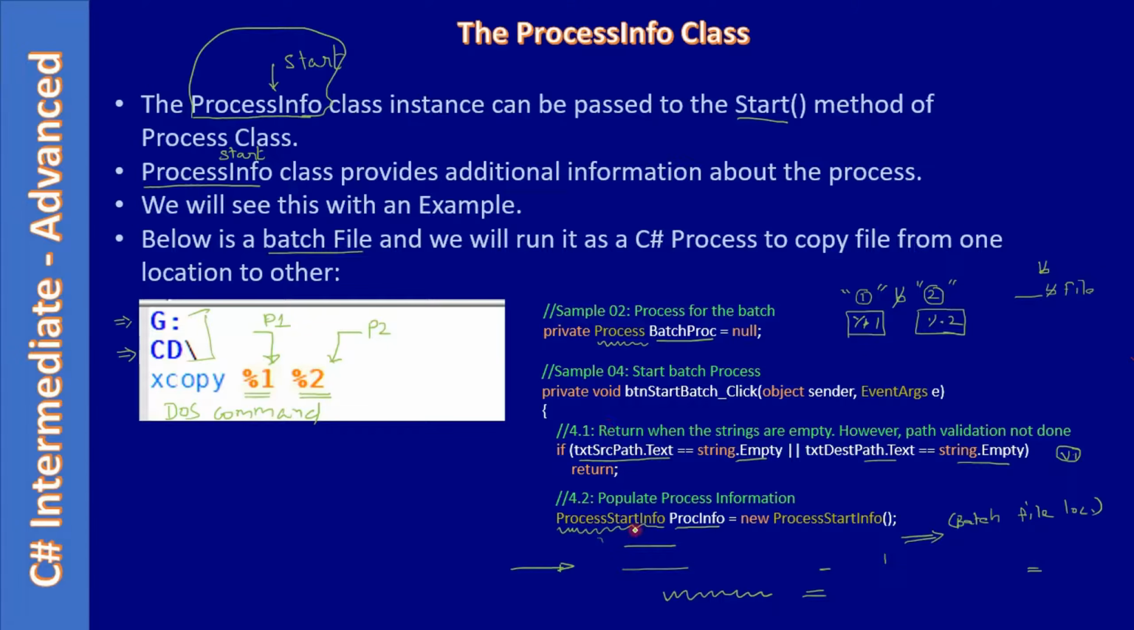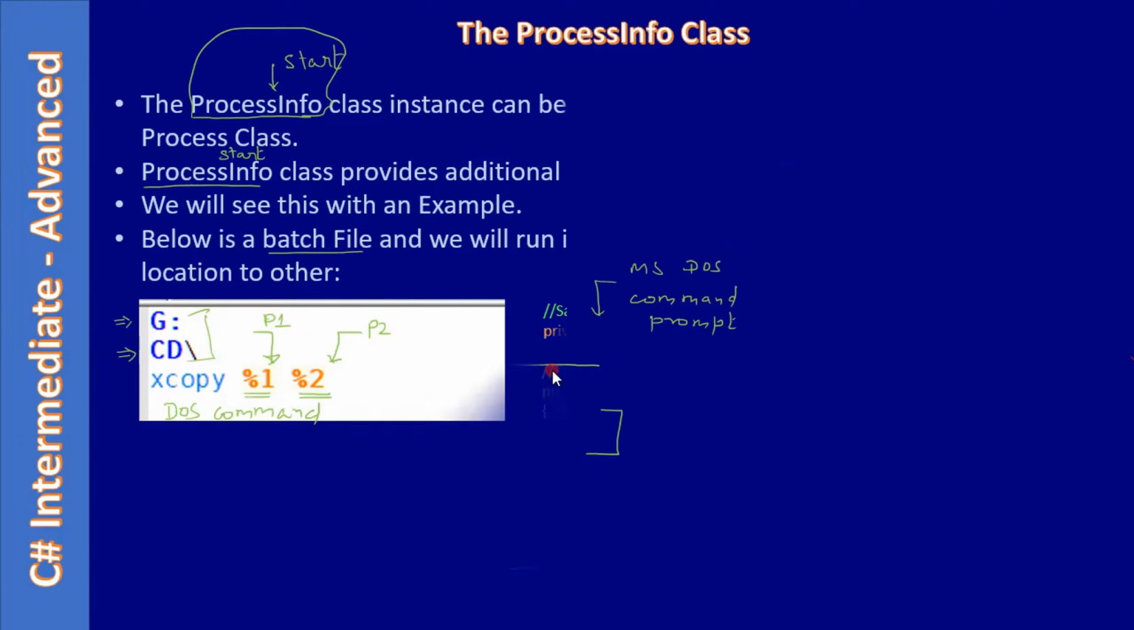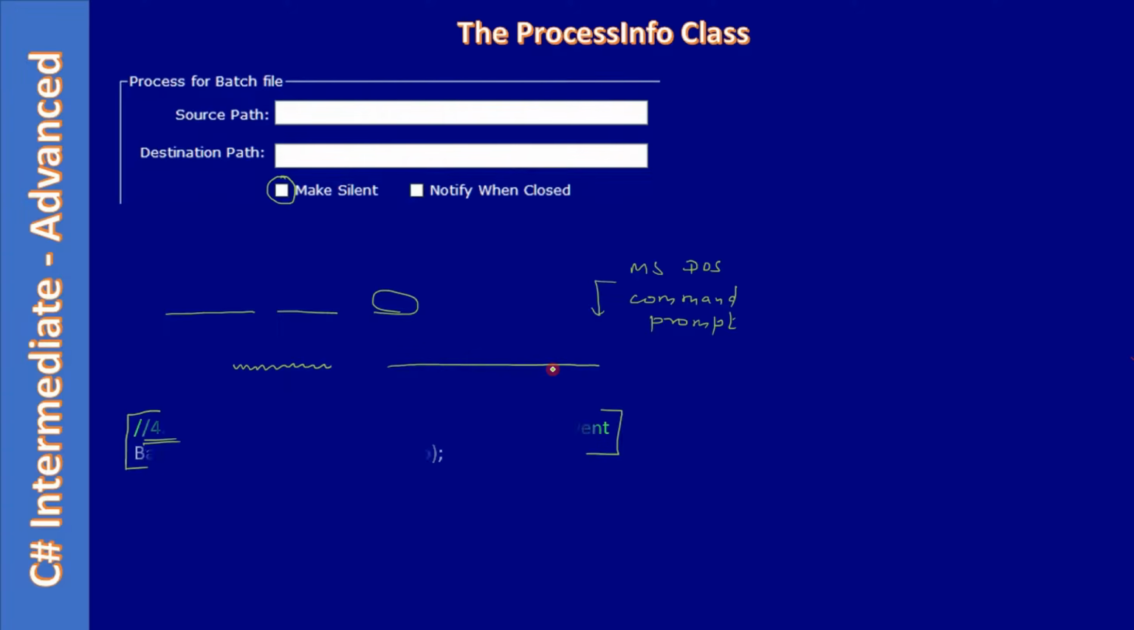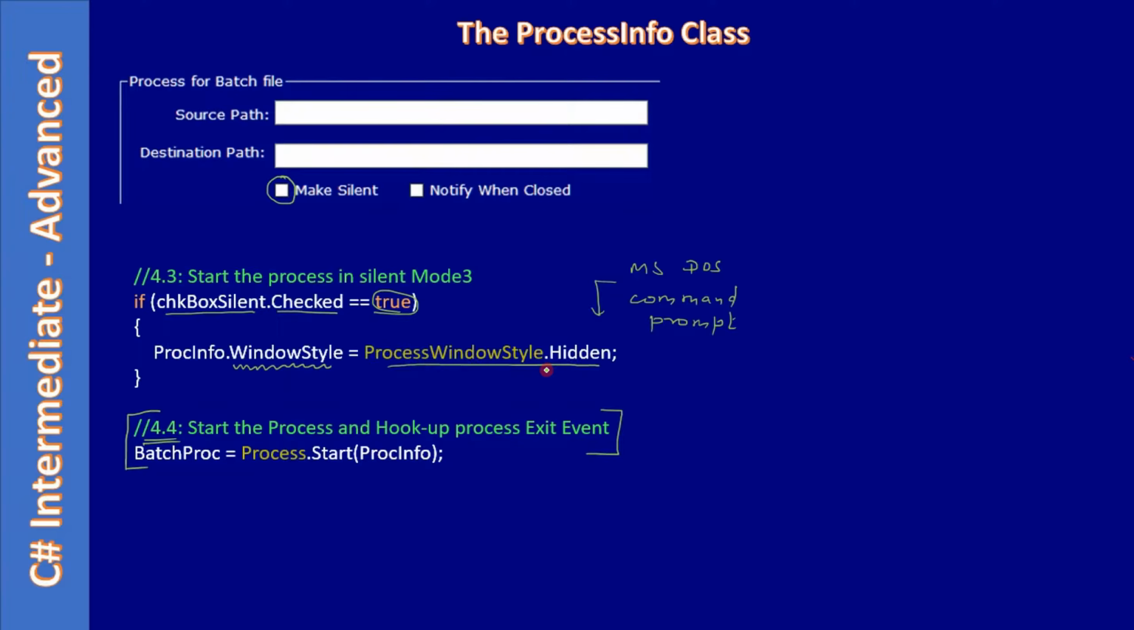So in the last video we made a correction: ProcessStartInfo, that's the class name. Here I just specified process info. You have to read it as ProcessStartInfo. Here you can see that. Next we talked about the window style and how we can hide the background window.